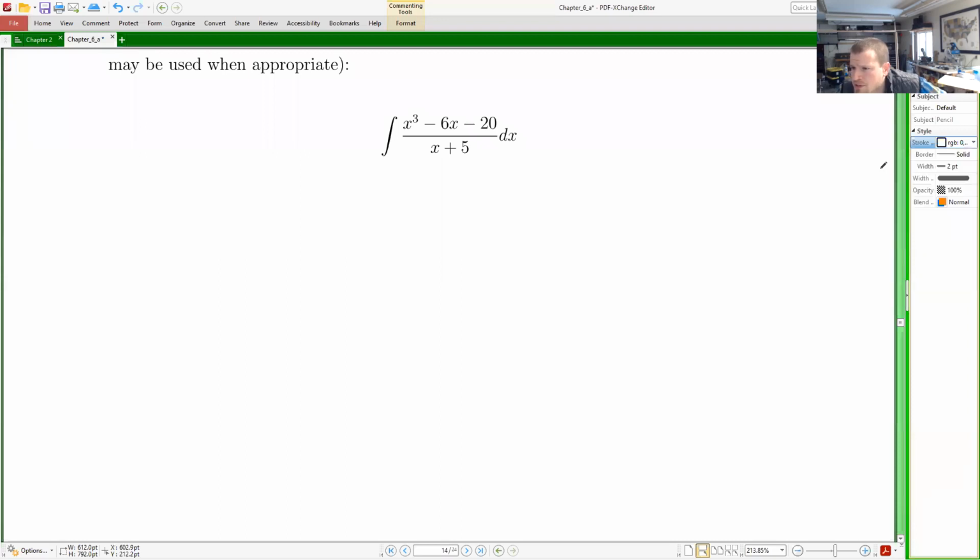I'm going to go with a different color here. We'll go with black. So that way, this is our scratch work. This is our side work. This is our preparation for actually trying to calculate the integral. So what do? We have long division of polynomials, x plus 5. And what are we dividing? We are dividing x cubed.